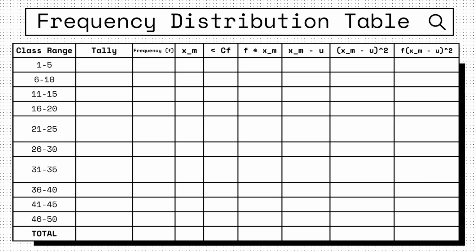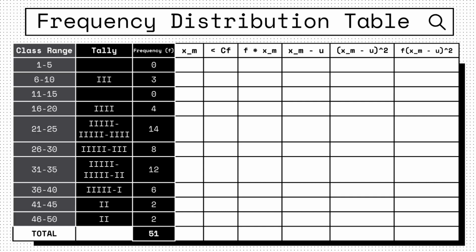So we have 1 to 5, 6 to 10, 11 to 15, 16 to 20, 21 to 25, 26 to 30, 31 to 35, 36 to 40, 41 to 45, and 46 to 50. For the second and third columns, we will identify the tally and frequency.